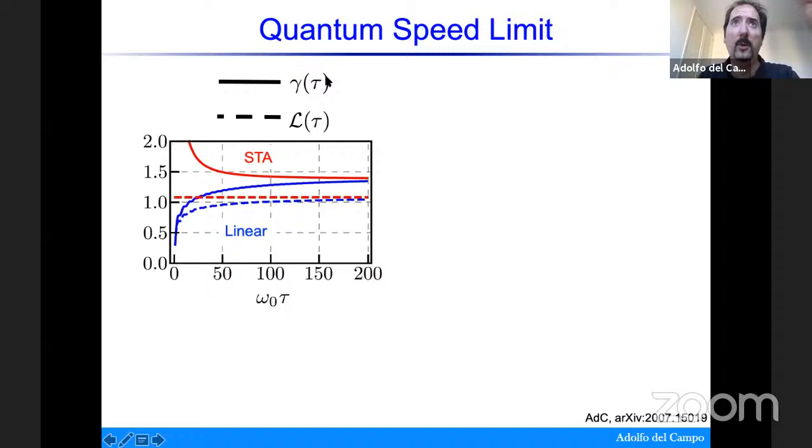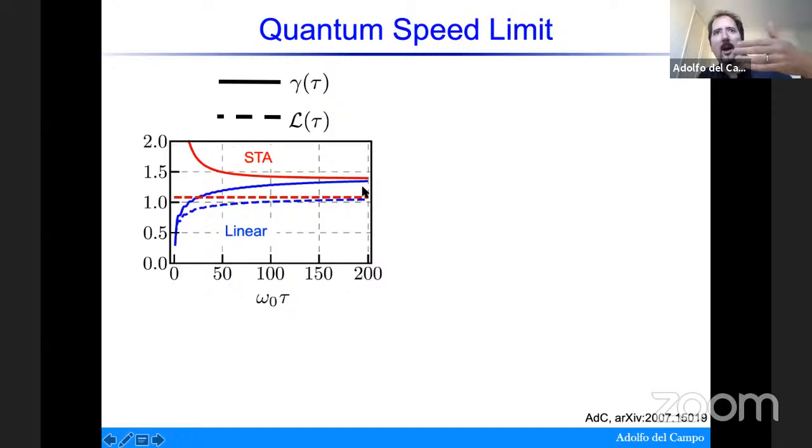So let's just focus first on the linear protocol. This is the maximum distance traveled. And this is the distance that the system actually travels as a function of the duration of the process. So over here, we are reaching the adiabatic limit. And you see that you are essentially never at the speed limit. This distance never reaches this. Actually, as you make the process slower and slower, you don't satisfy the speed limit. You don't become tight in reaching the Mandelstam-Tamm speed of evolution. There's always a finite difference.